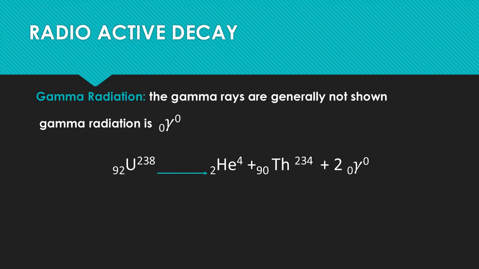In the case of gamma decay, gamma radiation is generally not shown. The atomic number is still the same and the mass number is also still the same, because gamma radiation has no charge. So during decay by releasing gamma radiation, the atomic number and mass number do not change.